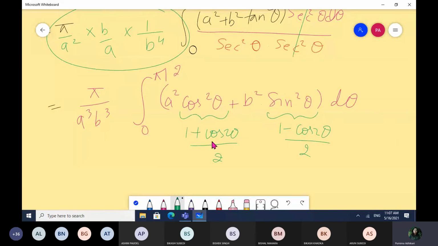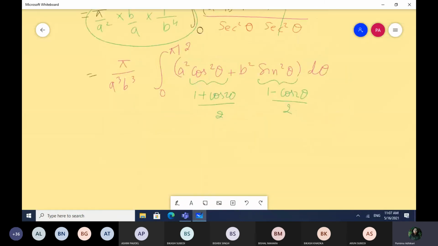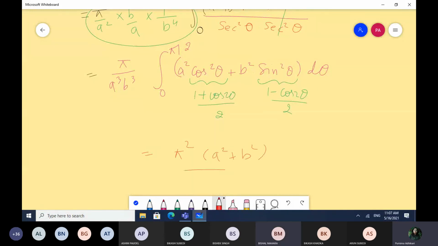Now, after integration, only the integration of 1 and the integration of cos 2 theta remain. Okay, so from this expression you can do it on your own and your final result must be, have you got your books? I assume yes. You are referring to books, isn't it? Pi square. You should get pi square in the solution, a square plus b square. Now within a few steps you will get this result, 4 over a cube b cube.